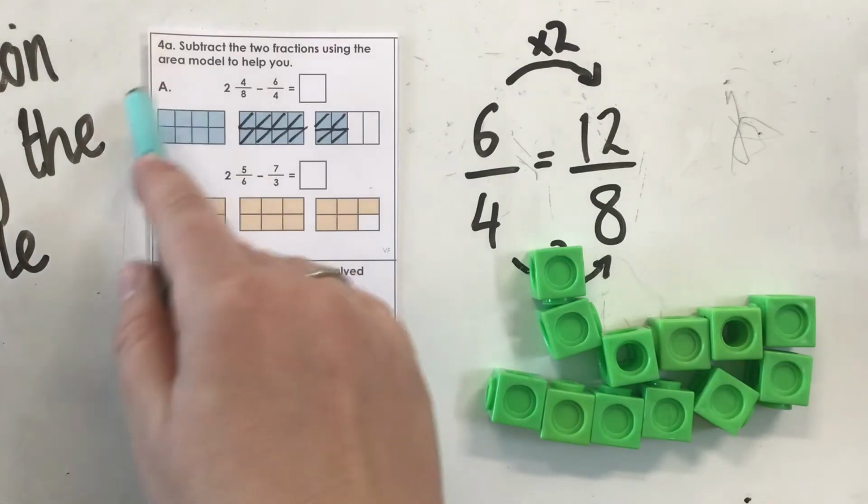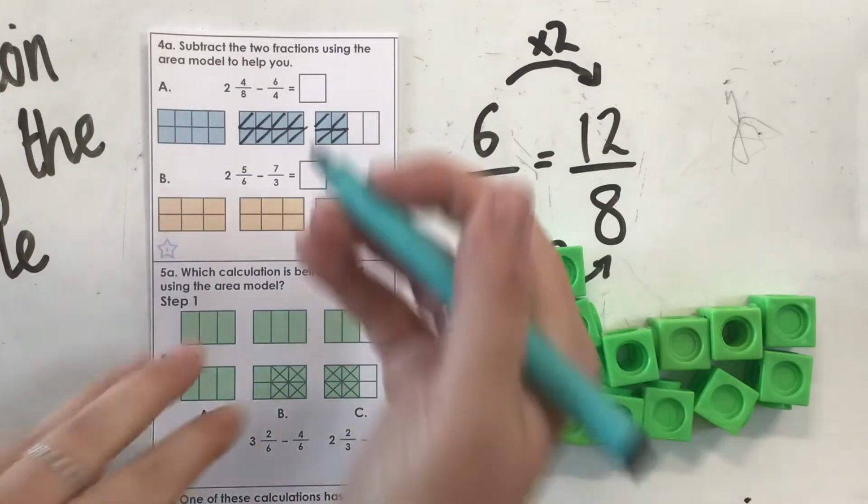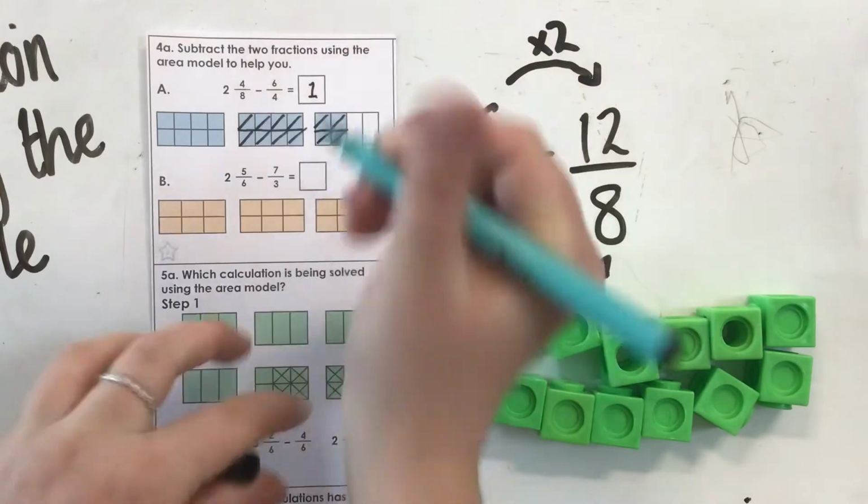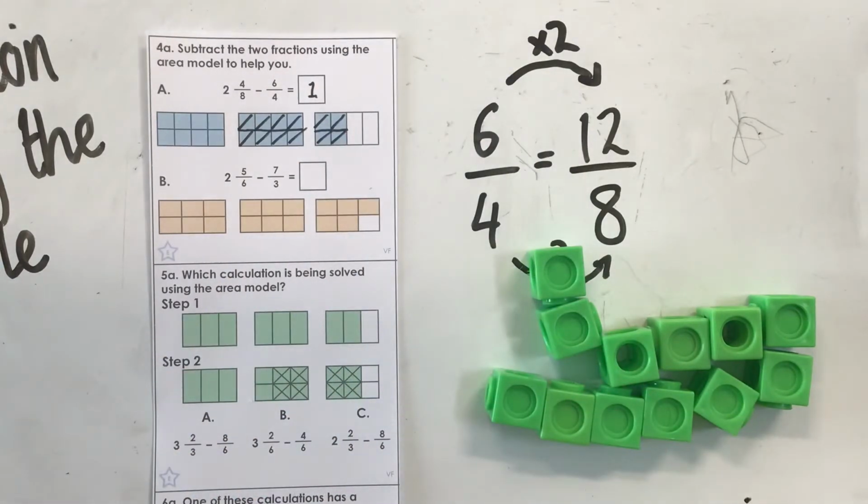And the answer is 1 whole. Because there's only 1 whole left of our picture. And we can just write 1 in that box like that. How else could we say 1 whole? We could say it as 8/8 for this question.